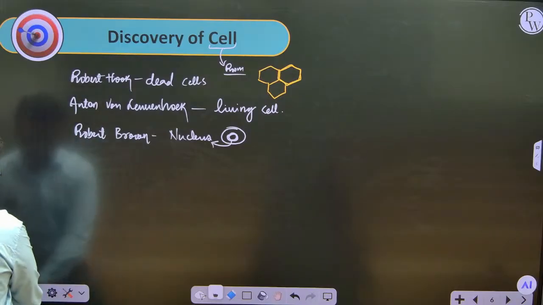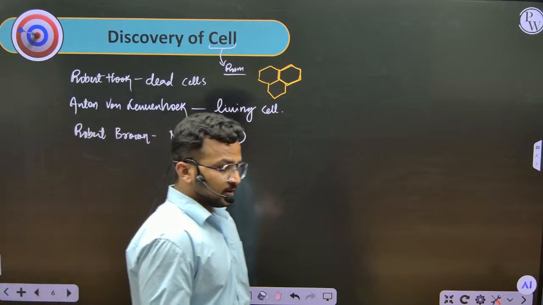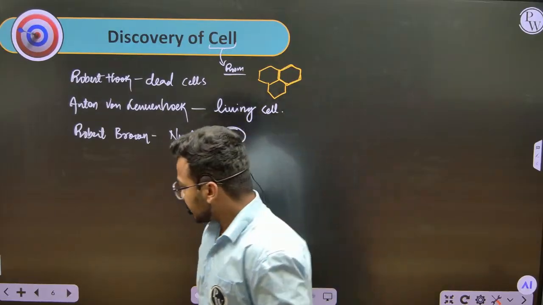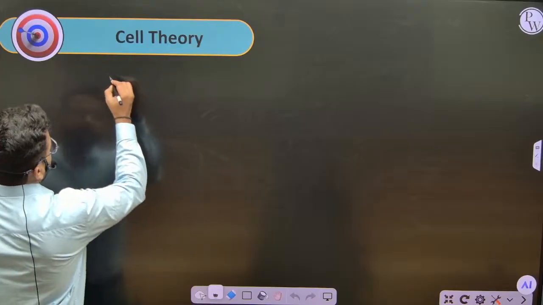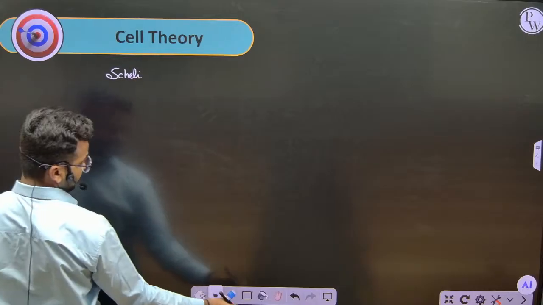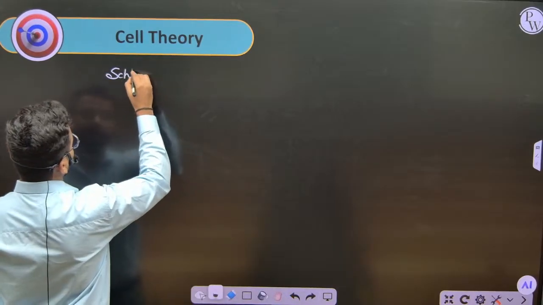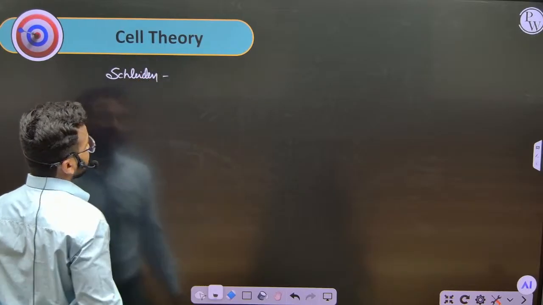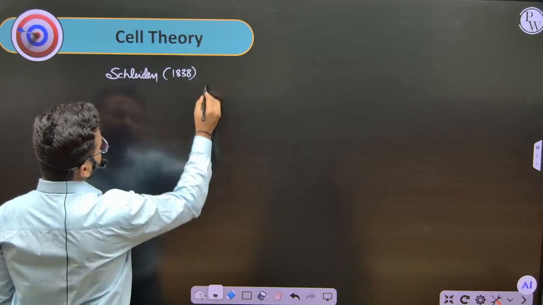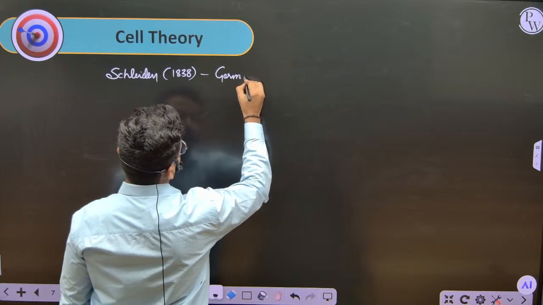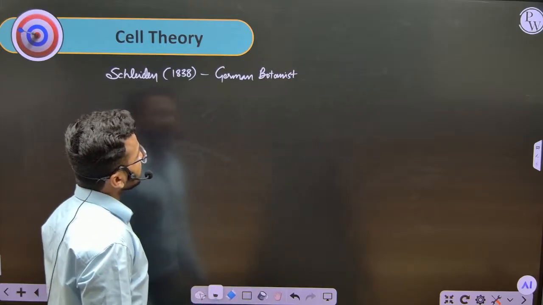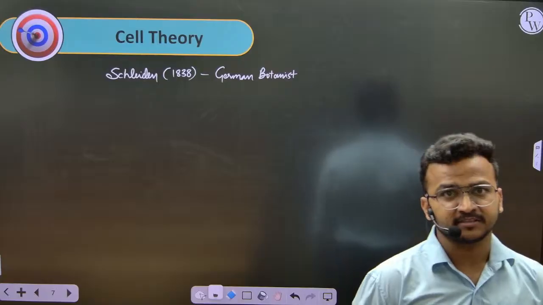Another two scientists will be coming, but before that we will be discussing the scientists who actually worked on the cell and how the cell is. So there comes the scientist Matthias Schleiden in 1838, who is a German botanist. German botanist in the sense that he belongs to Germany and he is a plant scientist.